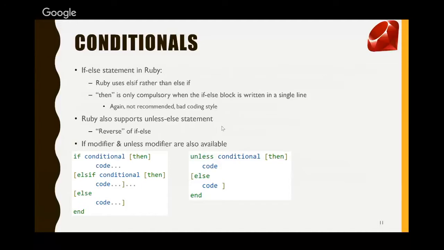Apart from if else, they have the unless. Beginners usually find this unless really confusing, because unless is like the reverse version of if. If true, they will evaluate the body, but unless true will not evaluate the body. Unless false will evaluate the body.